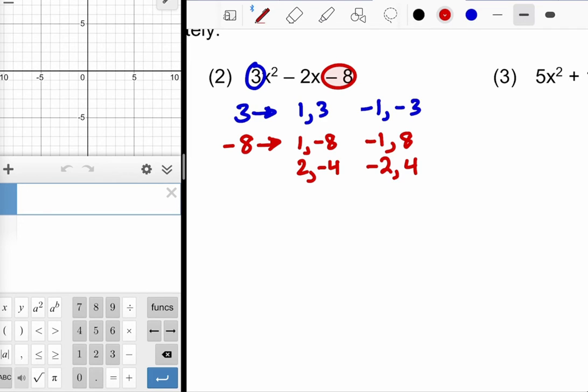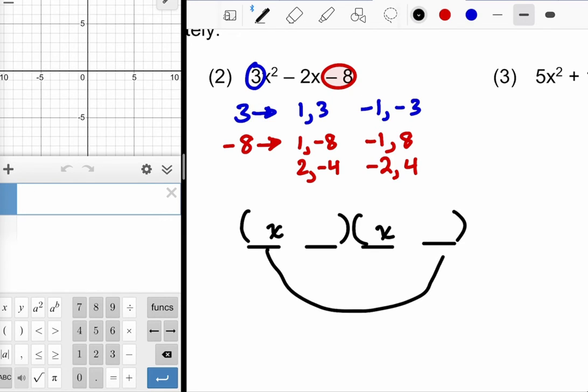All right. So now I create my framework, which is two sets of parentheses with x's built in. We're going to be looking for the arc diagram as part of this process. I'm just going to draw it now.